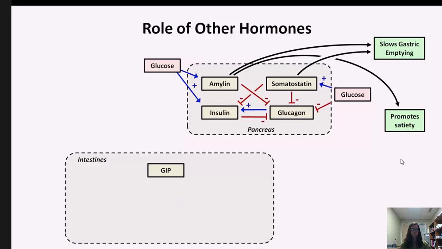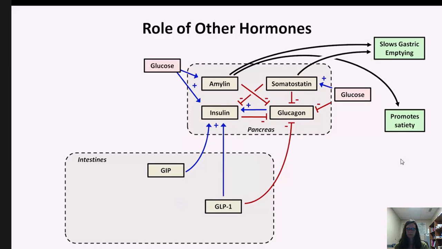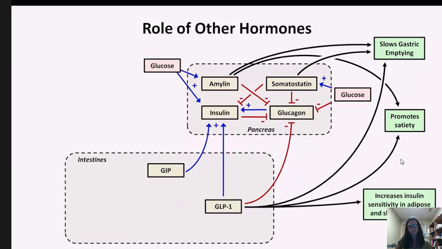GIP is secreted by K cells, located mostly in the duodenum and upper jejunum, and its major role is to promote insulin secretion. In addition, there is the more important GLP-1, which stands for glucagon-like peptide, which also stimulates insulin release and inhibits glucagon release, as well as slowing gastric emptying, promoting satiety, and increasing insulin sensitivity in adipose and skeletal muscle. GLP-1 is secreted by the L cells of the ileum and colon.